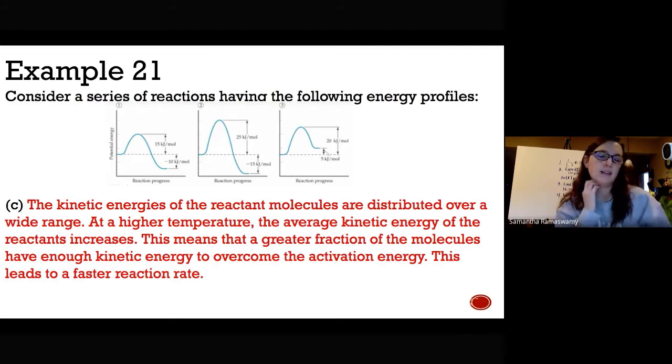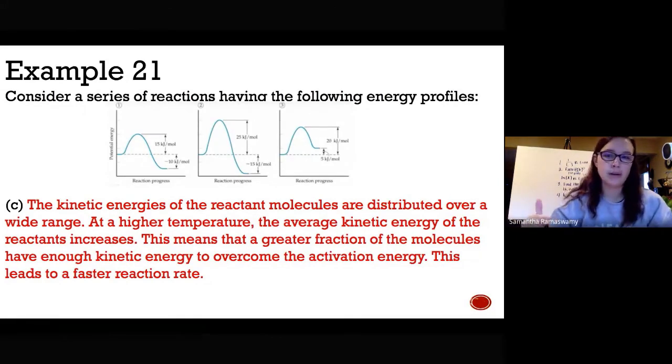I'll say that again. At higher temperatures, the average kinetic energy of the reactants increases. This means that more molecules have enough energy to overcome the activation energy, which results in a faster rate. So the more energy the reactants have, the more likely the reactants are to overcome that activation energy barrier, and the faster the reaction will be.